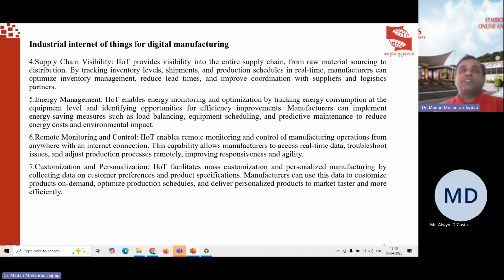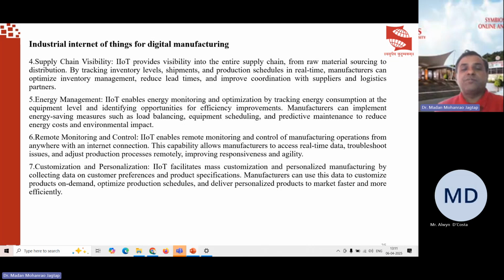We can check whether the operation is occurring as per the requirement or not. If it is not, then we can change that operation. So these capabilities allow manufacturers to access real-time data, troubleshoot issues, and adjust production processes remotely, improving responsiveness and agility. So whatever the customer requirement is, that can be captured and implemented in the manufacturing environment, and by that we can improve the process and also the product quality with the help of industrial Internet of Things.